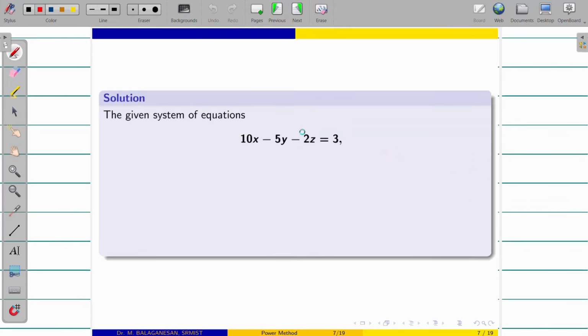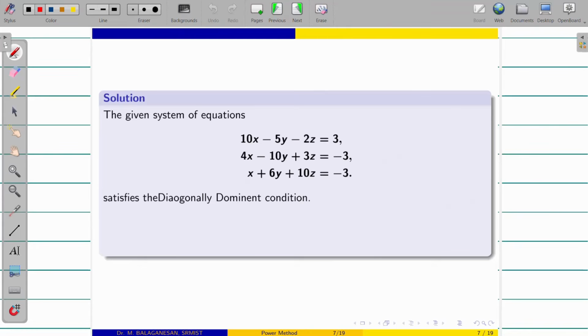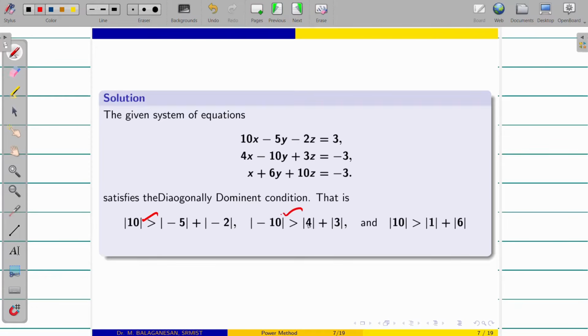This is what I have given in this slide. This is the given system of equations. Now we have to check whether it satisfies the diagonally dominant condition or not. This is what I already wrote in the previous slide. So it's satisfying. It's greater only. Here also, it is greater than the sum of the rest of the two elements. So I can apply the Gauss Jacobi method. I will tell you how to apply the Gauss Jacobi method now.